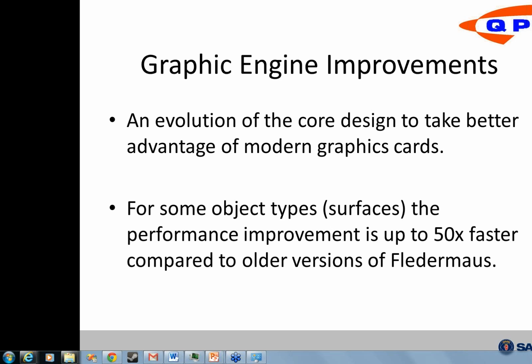But it does take some time for us to rewrite our software and to optimize our rendering to take advantage of that. And this is what we've started to do, and we're rolling that out in these new releases. With this new release that does take advantage of the new capabilities, for some object types, and one of the primary ones is surfaces, the improvements are quite large. We have up to 50 times improvement compared to older versions of Fledermaus.